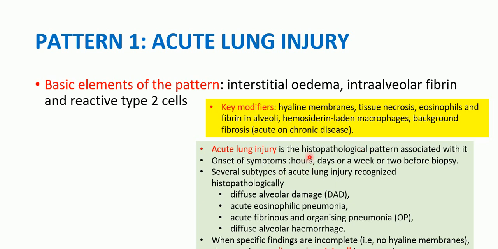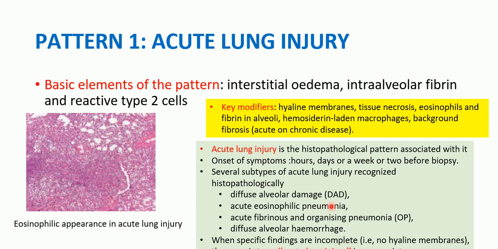Acute lung injury is the histopathological pattern which is associated with it. Onset is acute, like hours, days, or weeks. And there are several different types of acute lung injury, like diffuse alveolar damage, acute eosinophilic pneumonia, and so forth. When specific findings are incomplete, when there is no hyaline membrane, the generic term acute lung injury is appropriate for the pathologist to say. So this is the scanning power of an acute lung injury, which gives a lot of eosinophilic appearance, mainly due to fibrin and edema.